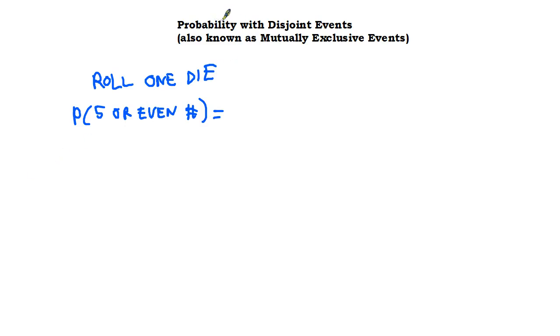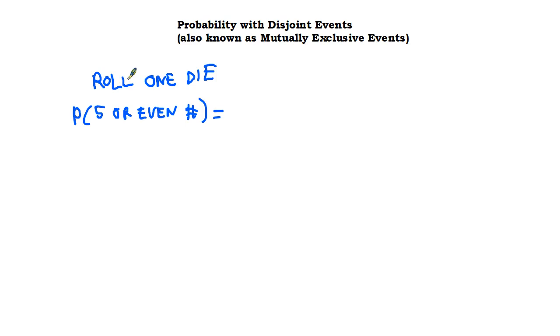We're going to calculate the probability with disjoint events. Another way to describe this type of event is mutually exclusive events. Disjoint and mutually exclusive mean the same thing. So let's dive into the example and you'll see what I mean.